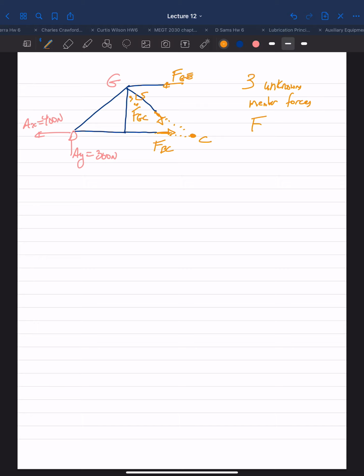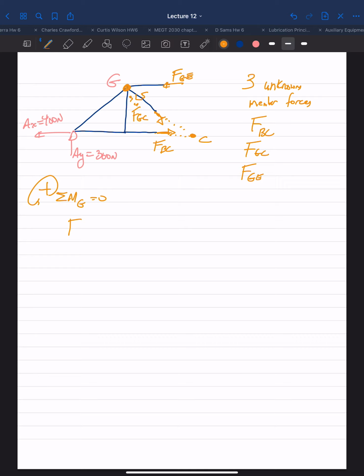You have FBC, FGC, FGE. So use our equations of equilibrium. If I take the moment about point G, then we can ignore the force in members GE and GC because they go through point G, therefore they cause no rotation about point G. This will allow me to solve for member force FBC.